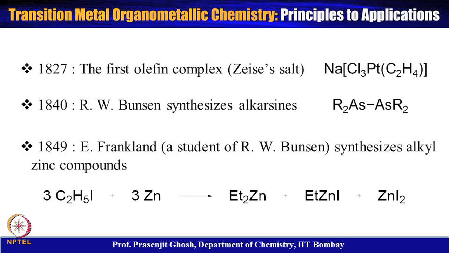This was done from the reaction of ethyl iodide with zinc, giving diethyl zinc, ethyl zinc iodide and zinc iodide. Now, if you recall, this reaction is somewhat similar to an oxidative addition reaction, where an alkyl halide adds to a zero valent metal center.